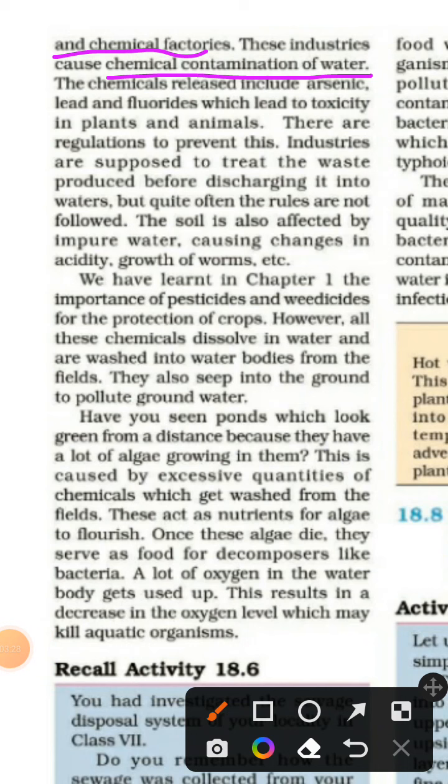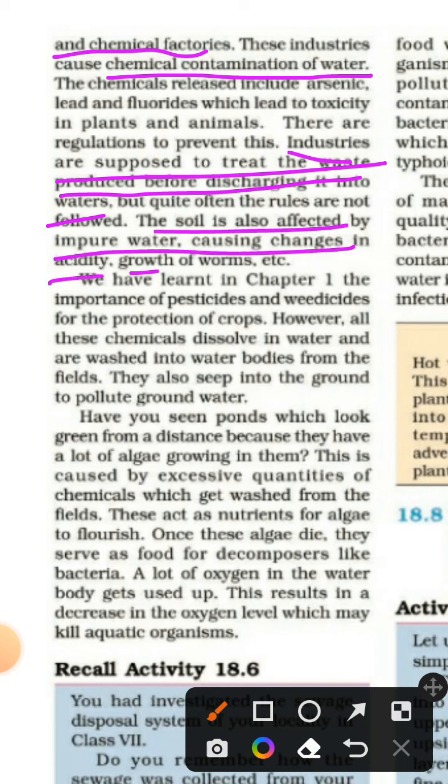There are regulations to prevent this. Industries are supposed to treat the waste produced before discharging it into the waters, but quite often the rules are not followed. The soil is also affected by impure water, causing changes in acidity, growth of worms, etc. All these chemicals dissolve in water and are washed into water bodies from the fields. They also seep into the ground to pollute groundwater.